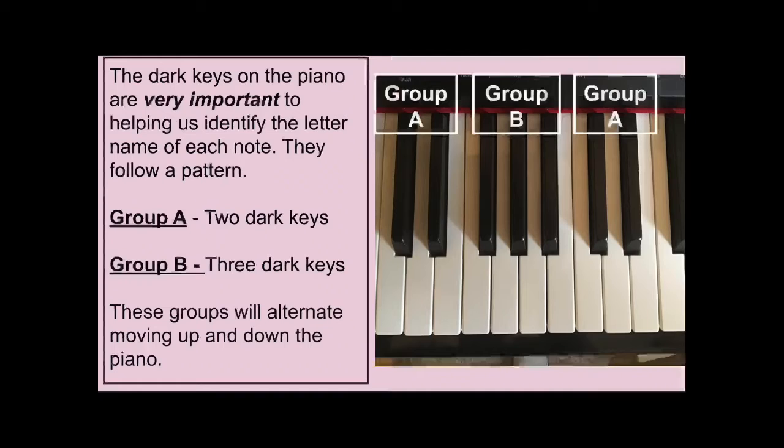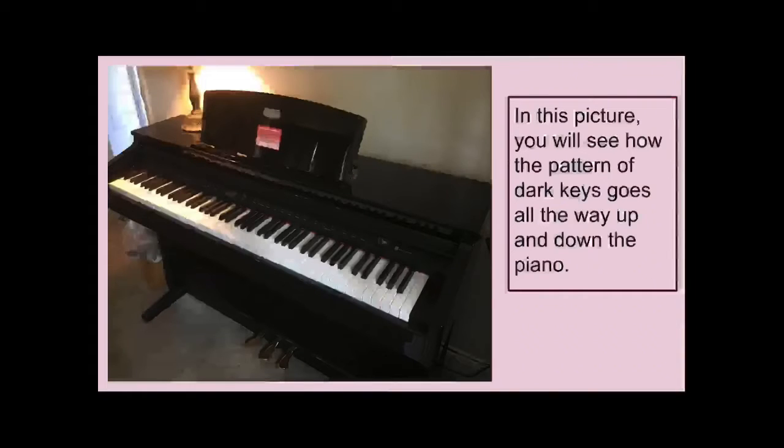It will alternate group A where there's two, then group B where there's three, two, three. And if you look at this next picture, you can see how it moves up the keyboard if you start at the bottom. You'll see 2, 3, 2, 3. You will see how it continues with this pattern going all the way up and all the way down.